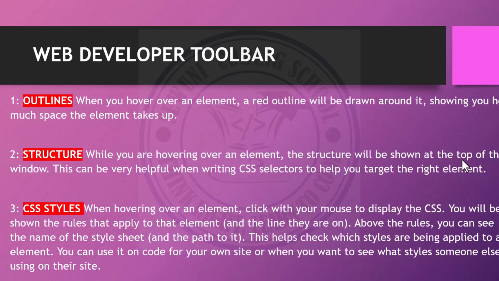This can be very helpful when writing CSS selectors to help you target the right element. This is going to help you a lot. And then for the CSS styles, when hovering over an element, click with your mouse and display the CSS. It will show the rules that apply to that element. The beauty of the web developer toolbar, you're going to see, is that it is going to give you a lot of ideas on how to develop your own web page. It is going to help you with the structure, the outline, and even styling.